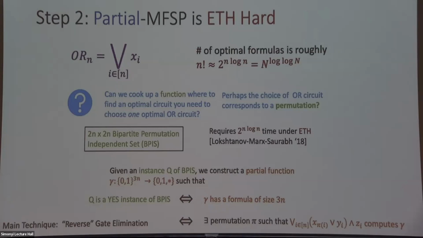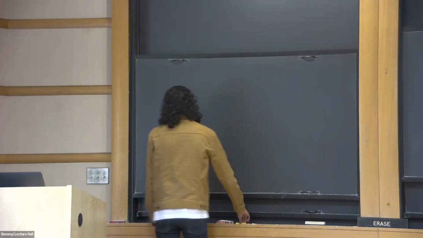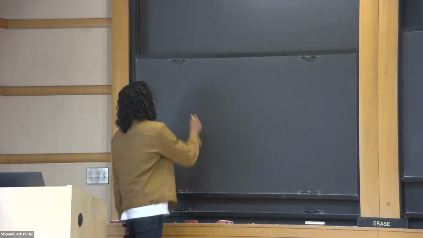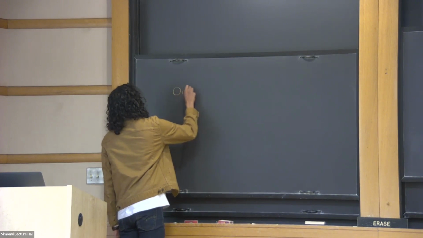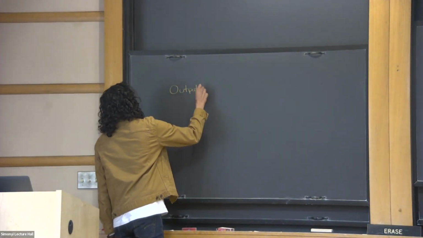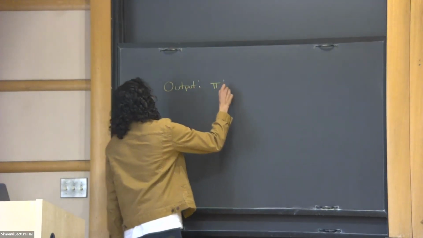What's the problem? 2n by 2n, yeah. It says you're given a... what's the best way to say this? So your output is going to be some permutation on, I think it's 2n.